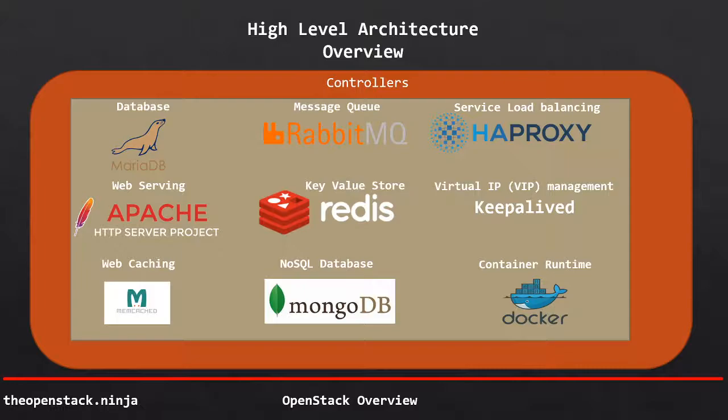Depending on some of the configuration settings, you may also find that there's a memcached service running on all of the controllers, and that allows web caching, and again that's configurable per project. Some projects use it, some projects don't. In some OpenStack platforms you may also find a MongoDB instance, again clustered, and that's for storing your non-traditional database items in a NoSQL style database.